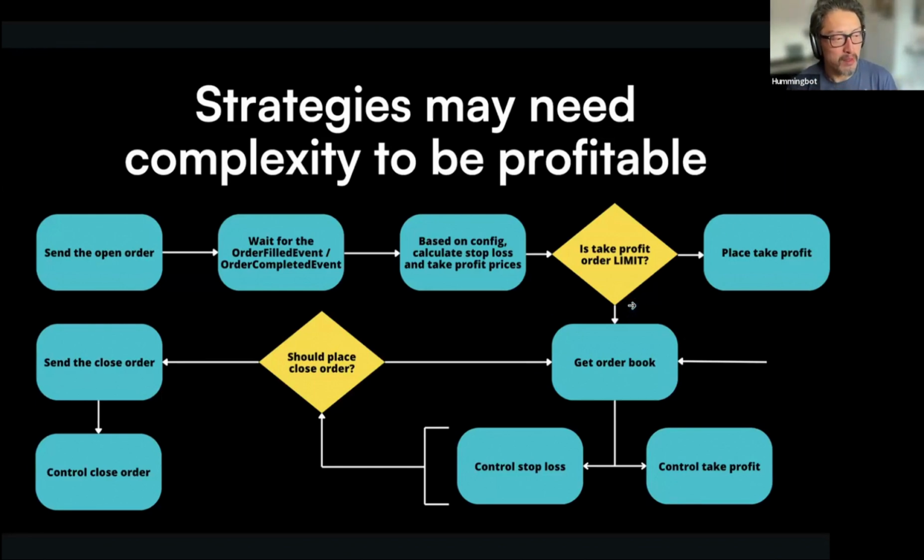But the reality is that a lot of the things you're doing, you're doing over and over again. You're fetching the order book, you're calculating stop losses, you're implementing take profit levels. Because you're doing a lot of the same things, what we've done recently is componentize and abstract a lot of these actions into different components.